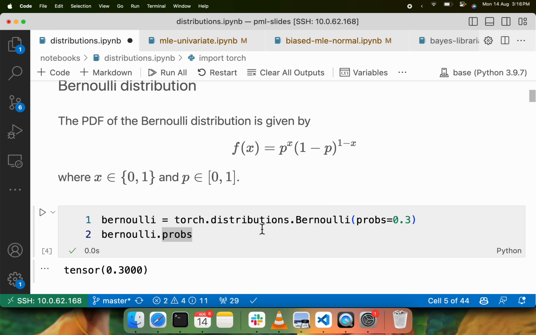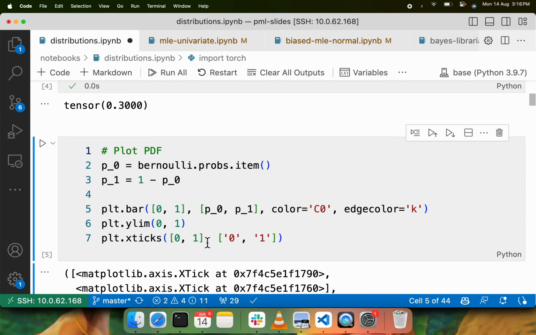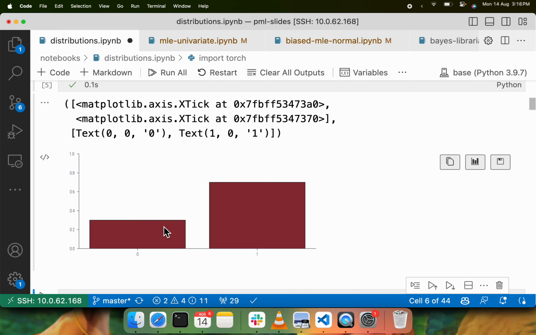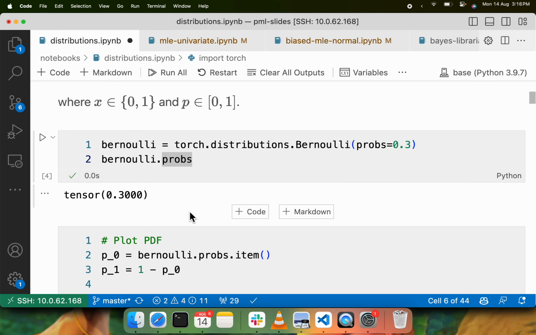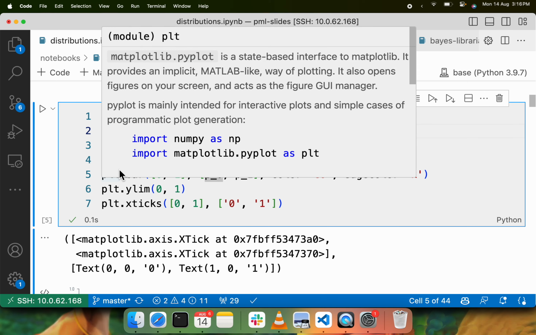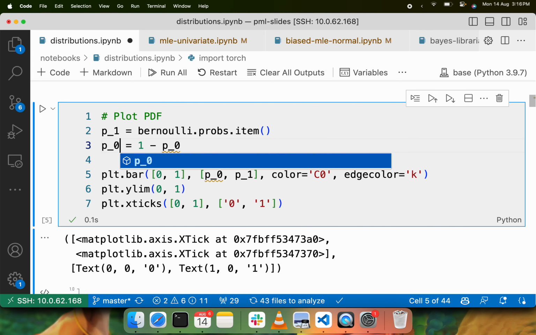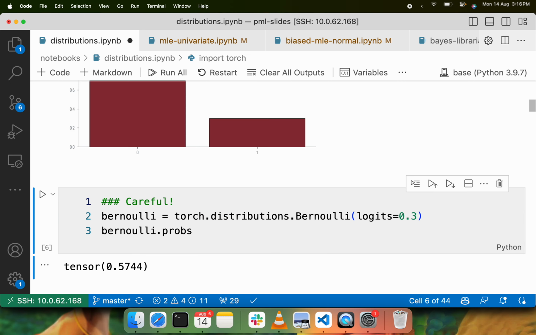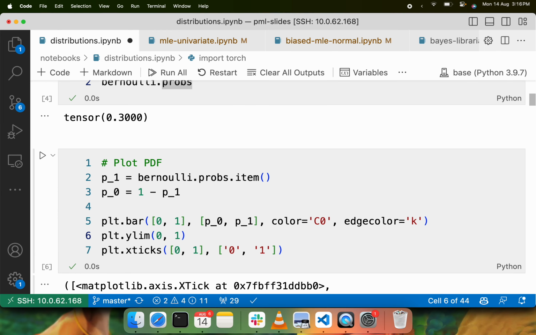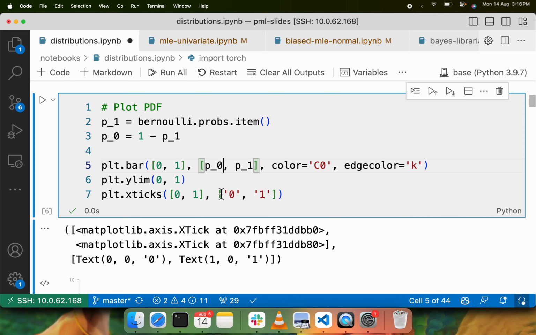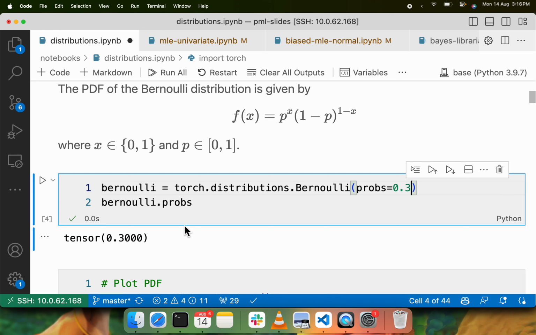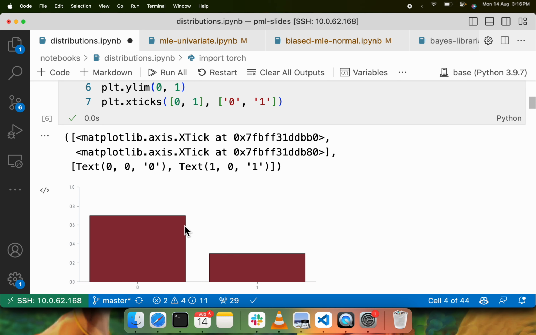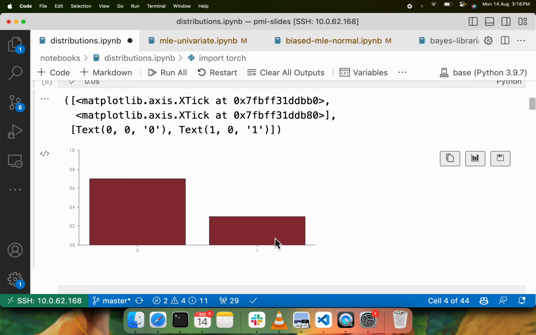We can create a Bernoulli distribution object by calling torch distributions Bernoulli given the probs, and get the Bernoulli dot probs. I can plot the PDF. Anyway, forget about the bar plot labels for now. It's just indicating that the probability of heads, or success, is 0.3, and the probability of failure would be 0.7. Okay, this case is correct. So 0 is failure, 1 is success.